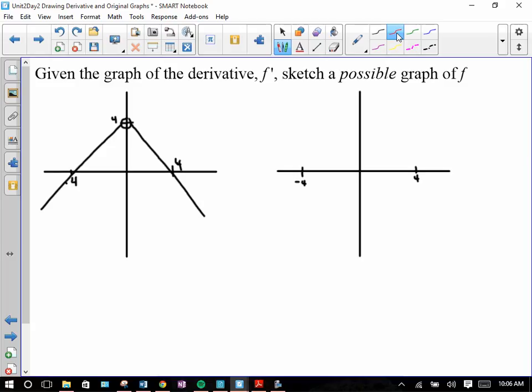All right, so let's look at this. From negative infinity to negative 4, this function is doing what? This is the first derivative here. So the first derivative is negative, so f of x is doing what? Decreasing. Okay, that's from there to there. What are we going to have right here at negative 4? What's the value of our derivative there? 0.